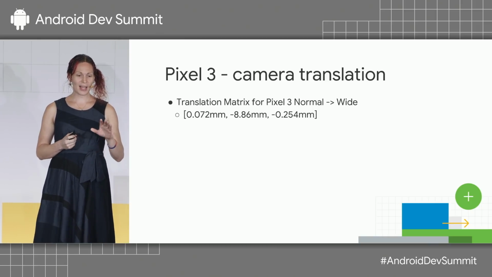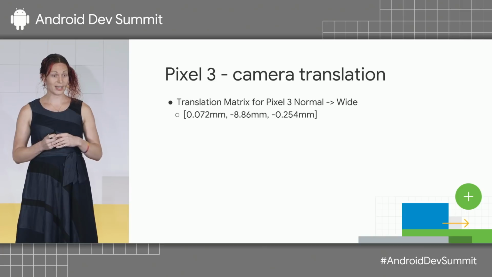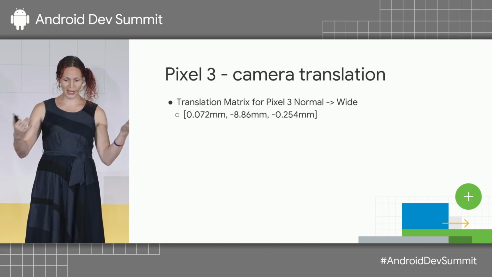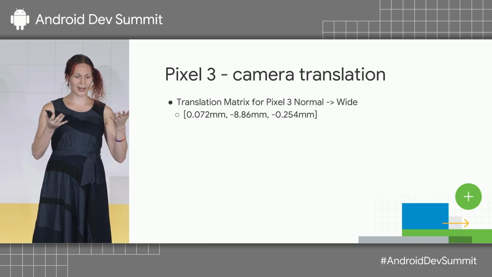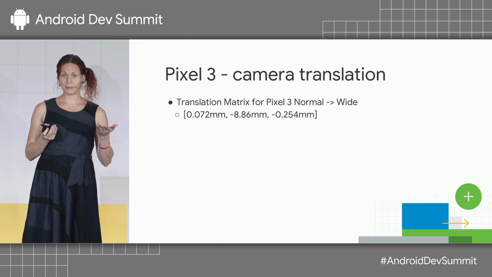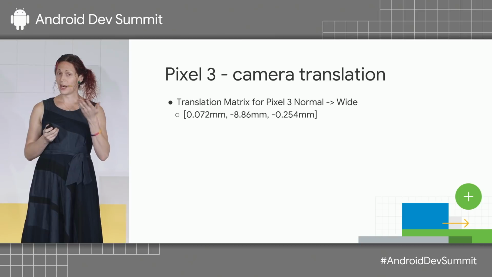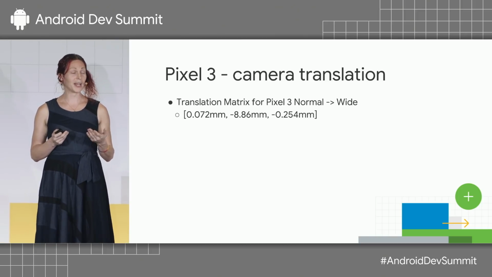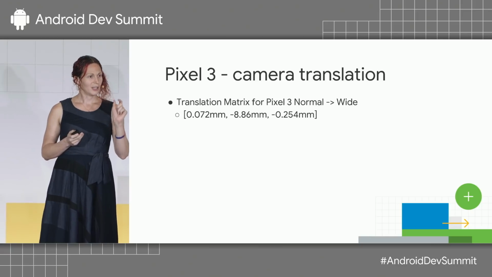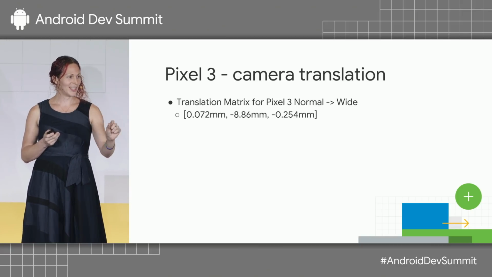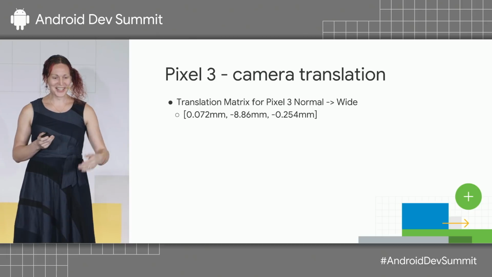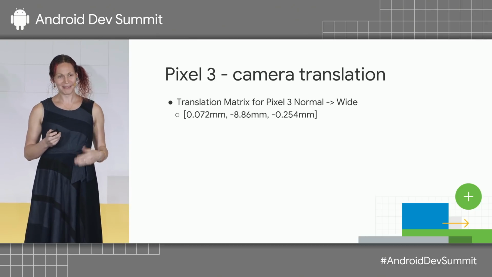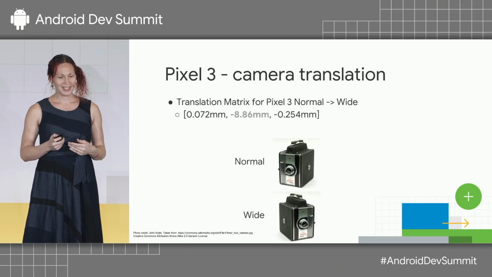So one thing I want to just point out if you're working on this yourself is the translation matrix for Pixel 3 from the normal camera to the wide camera. This is what I got out. What do you notice about it? The 9mm separation between the cameras looks just about right. If you look at the phone, there's a good, what's the American? Anyway, there's a good 9mm between those cameras. That makes perfect sense.